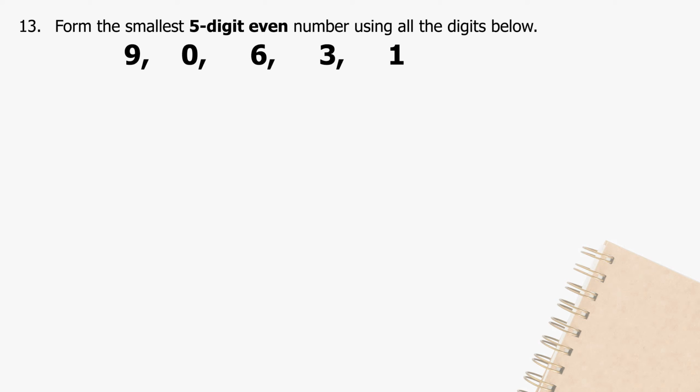Question 13. Form the smallest 5-digit even number using all the digits below. 9, 0, 6, 3, 1.